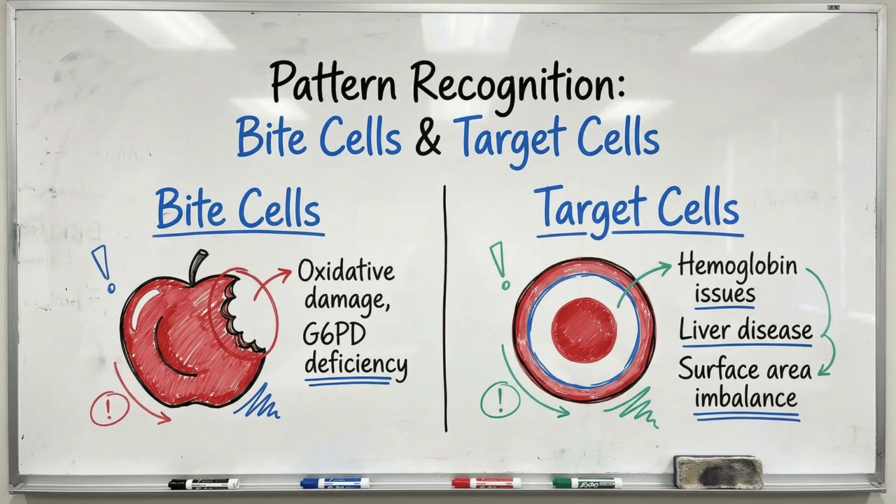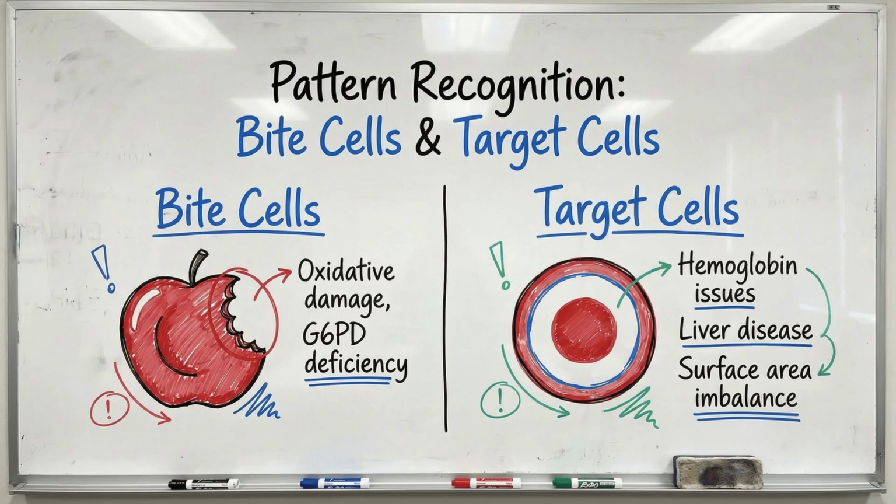Building on our previous pattern recognition, let's now look at bite cells and target cells, which tell us about different types of cellular stress. When you see bite cells or blister cells, your mind should immediately go to oxidative damage and the spleen literally taking a bite out of the cell. This is the classic morphological clue for G6PD deficiency, where the cell can't handle oxidative stress and then forms Heinz bodies that the spleen then tries to remove.